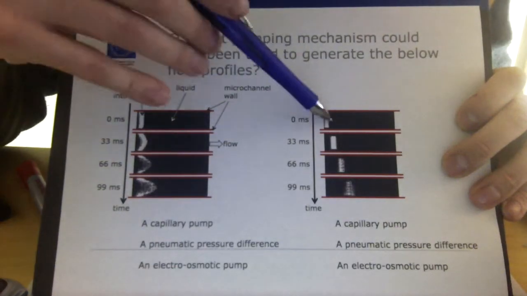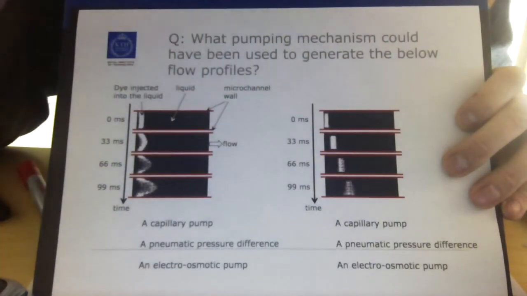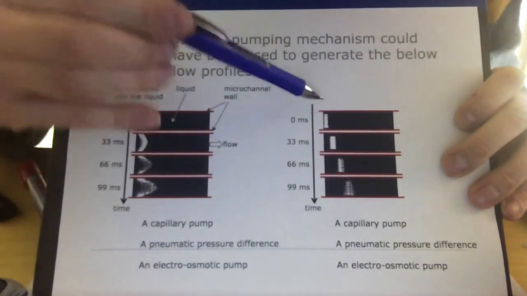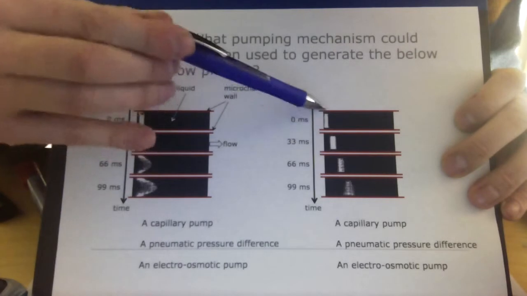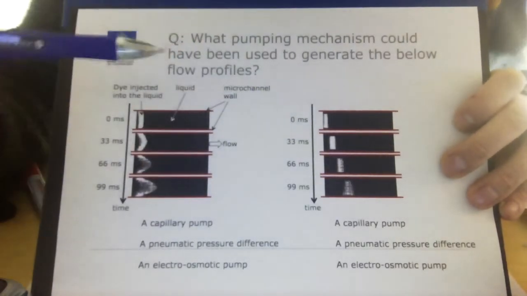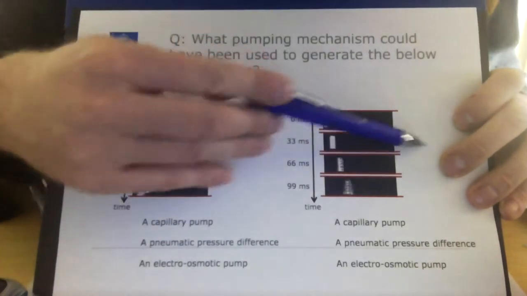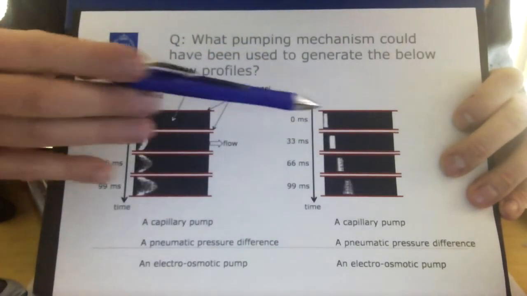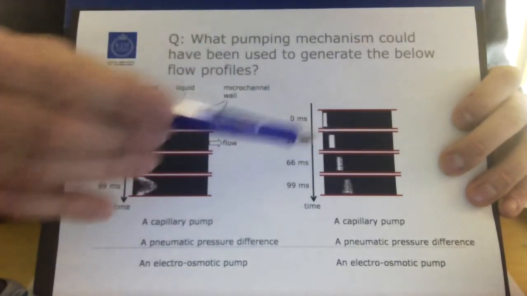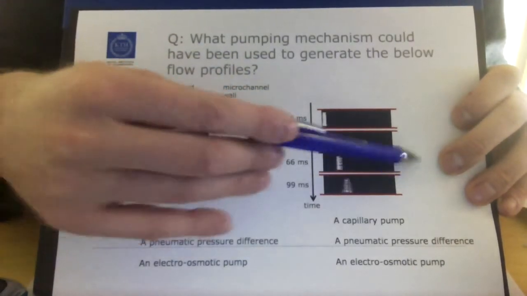What has happened here, this is a picture taken in fluorescence, so basically the liquid was quite dark. And I have injected a small fluorescent plug here, that's very small, at 0 milliseconds. As time goes, I have a pumping mechanism that pumps liquid from the left to the right. I see that this plug starts moving in the channel. It's dragged along by the pumping mechanism here.